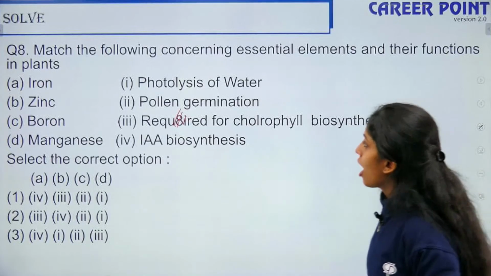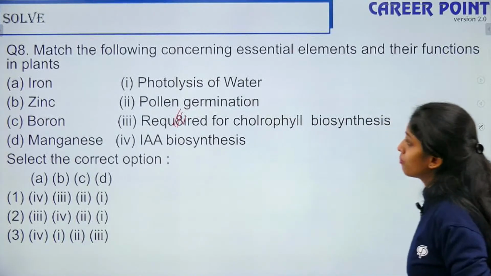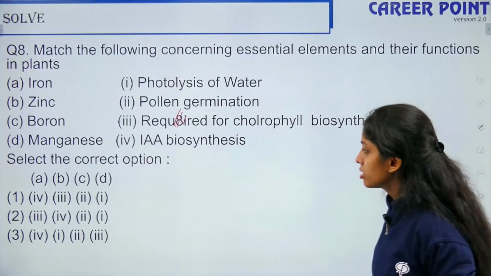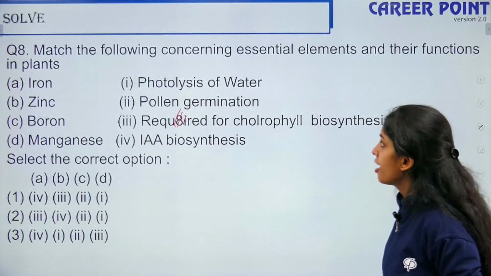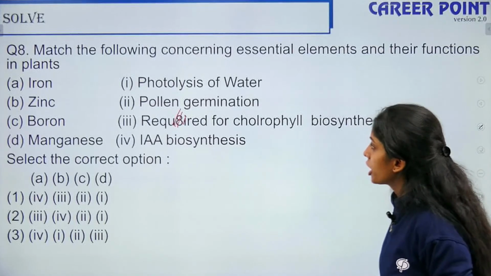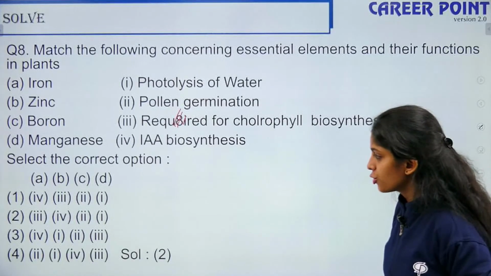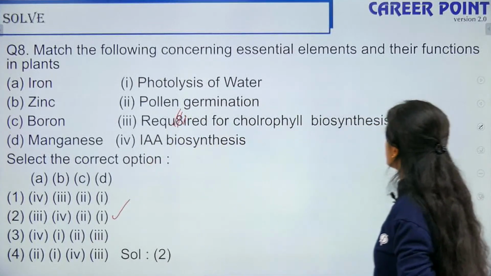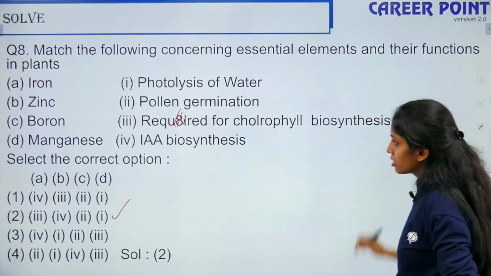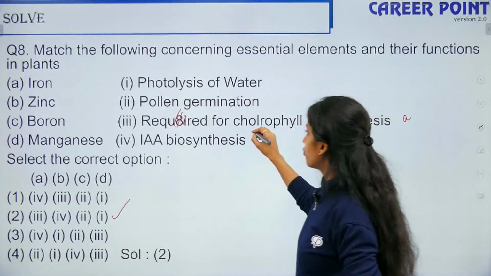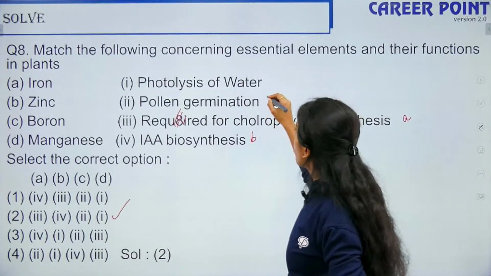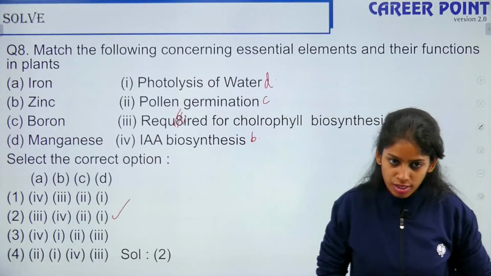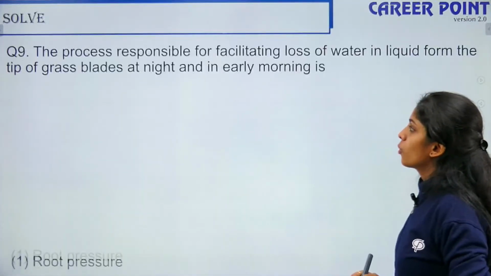So iron is required for chlorophyll biosynthesis. So zinc is needed for oxygen biosynthesis. Okay. So boron for pollen germination, manganese for the photolysis of water. Yes, absolutely right. So you guys are right. So iron is required for chlorophyll biosynthesis. So zinc is needed for oxygen synthesis, boron for your pollen germination and manganese for photolysis of water. Yes, right.